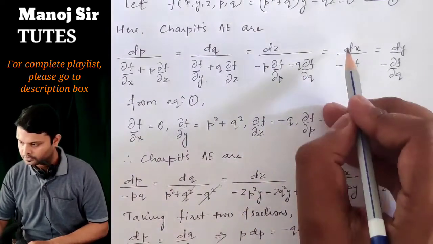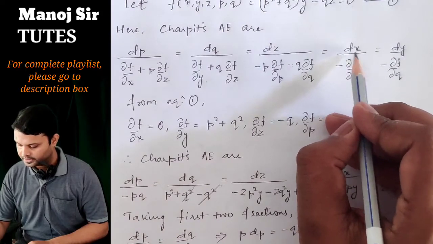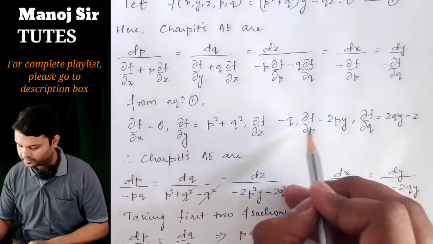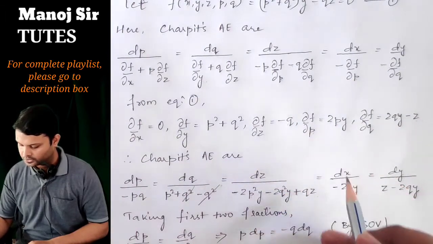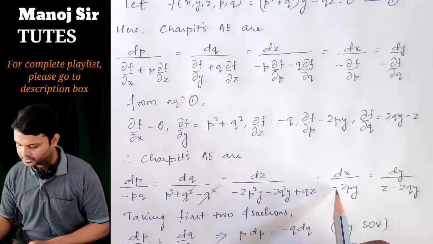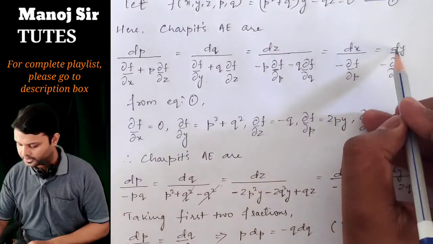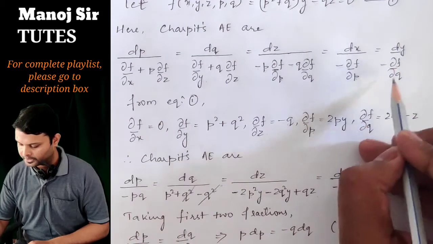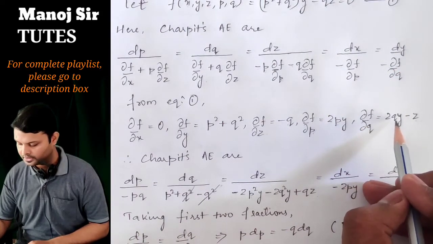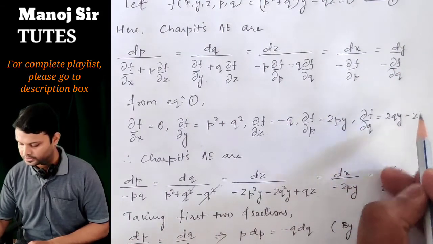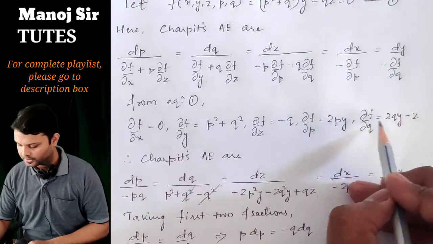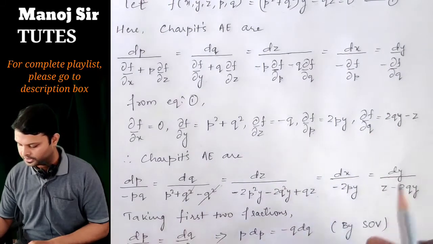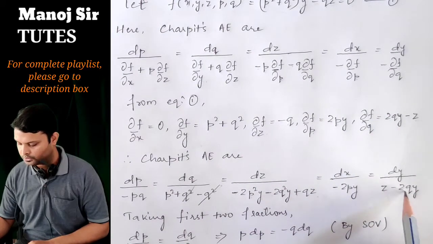Okay, now coming to this fraction, that is dz dx, that is dx upon minus of del f upon del p. What is del f upon del p? That is 2py. So with this negative sign we have minus of 2py equals to dy upon minus of del f upon del q. We have del f upon del q as 2qy minus z. So since we have negative sign, on multiplying negative with these two terms, we will get this as positive, this will become negative. So dy upon z minus 2qy.